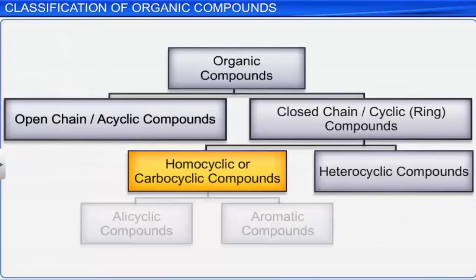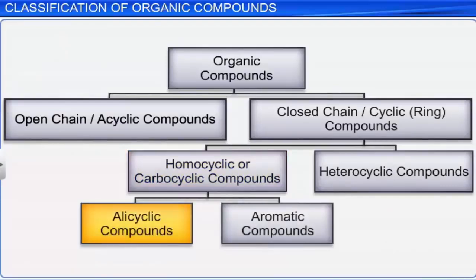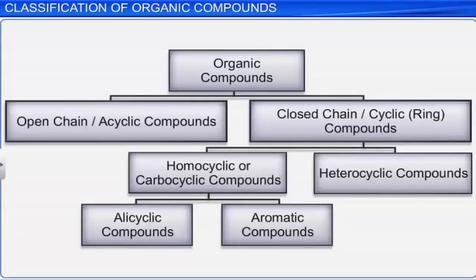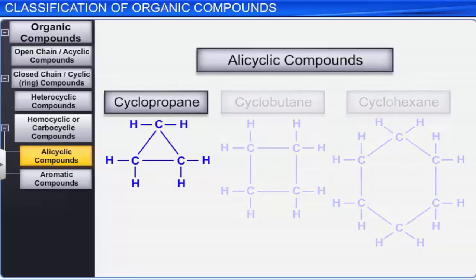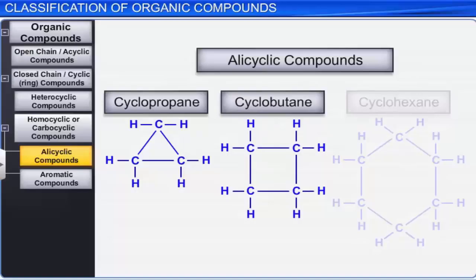Homocyclic compounds can be further classified as alicyclic compounds and aromatic compounds on the basis of their characteristic properties. Homocyclic compounds which resemble aliphatic compounds in their properties are called alicyclic compounds or aliphatic cyclic compounds. An alicyclic compound consists of a ring which has only carbon atoms. For example, cyclopropane, cyclobutane, and cyclohexane.